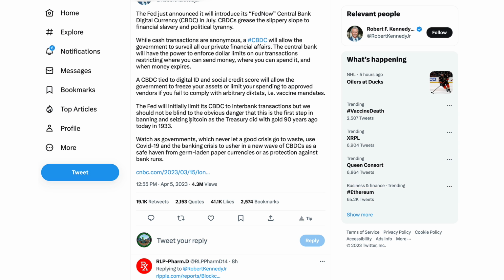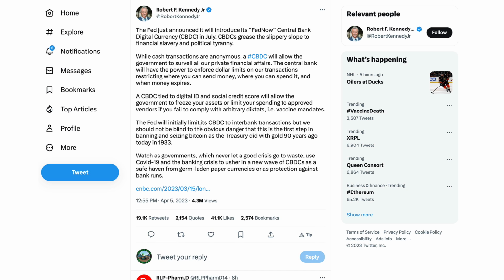So, he's saying this is the first step in banning and seizing Bitcoin, as the Treasury did with gold 90 years ago. Today, in 1933, so to the day, Robert F. Kennedy Jr. too is rumored, I think it's rumored, or maybe it's fact now, he is going to be running for president in the next upcoming election, replacing Joe Biden as the Democratic candidate. I mean, heck, that would be refreshing for a Democratic candidate, I've got to say.